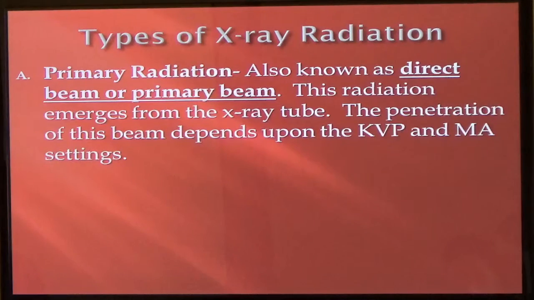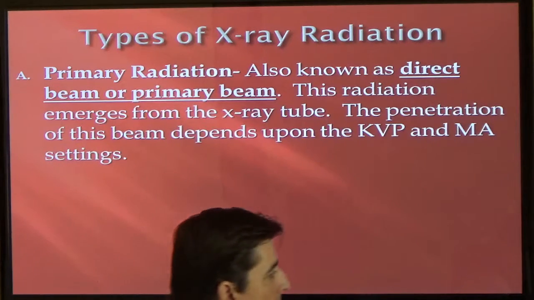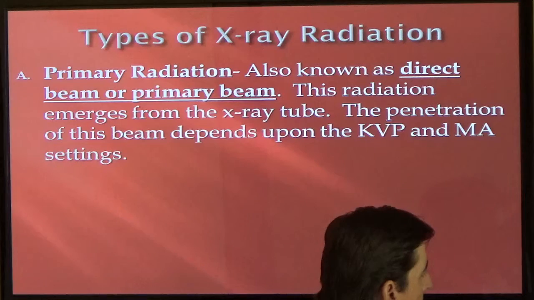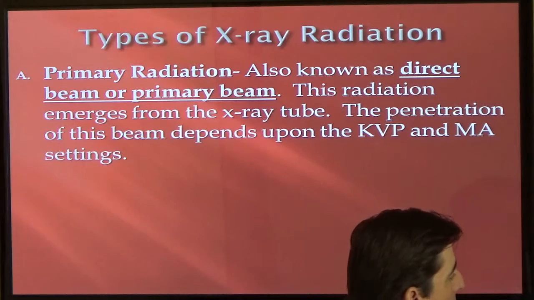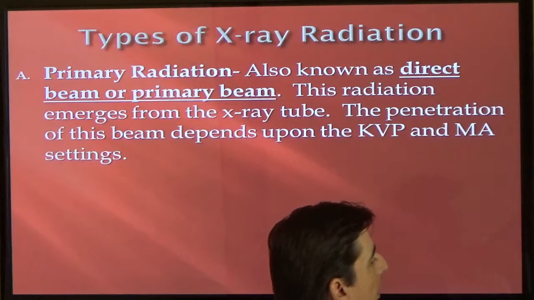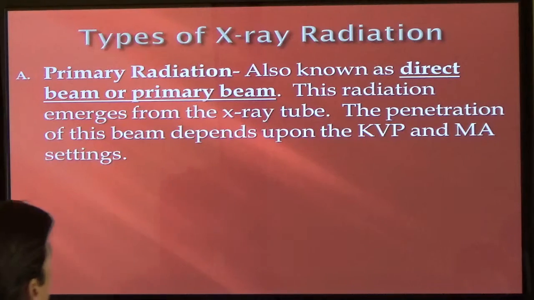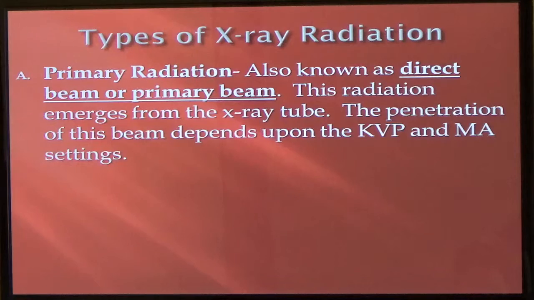Okay, types of x-ray. This sometimes gets a little confusing here if you're not already confused. This gets a little bit more confusing. Primary radiation is the primary beams. So if it comes out of the machine, if I've got the tube head right here, this is my primary beam as soon as it comes out of the head. You've got the primary radiation, also known as a direct beam or primary beam.